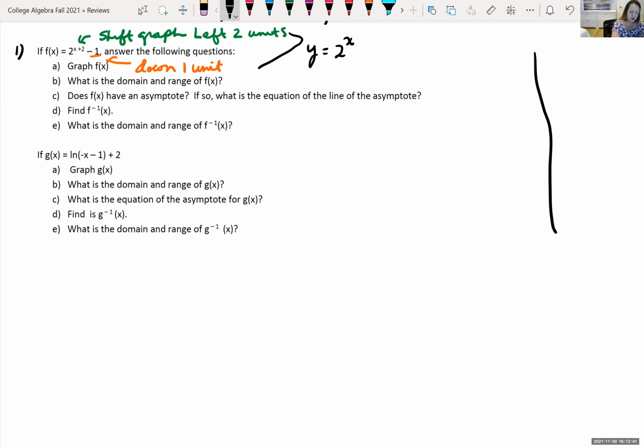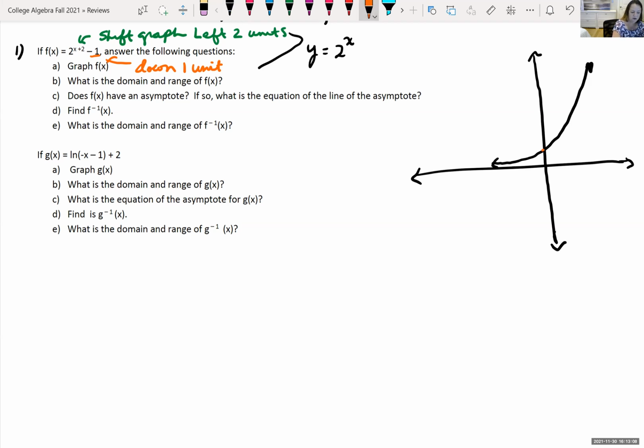So we talked about the general shape of exponential functions when the base was greater than 1 and when the base was between 0 and 1. And so the general shape looked like this, where we had a point here at (0, 1). And we had a horizontal asymptote at the x-axis, y equals 0.